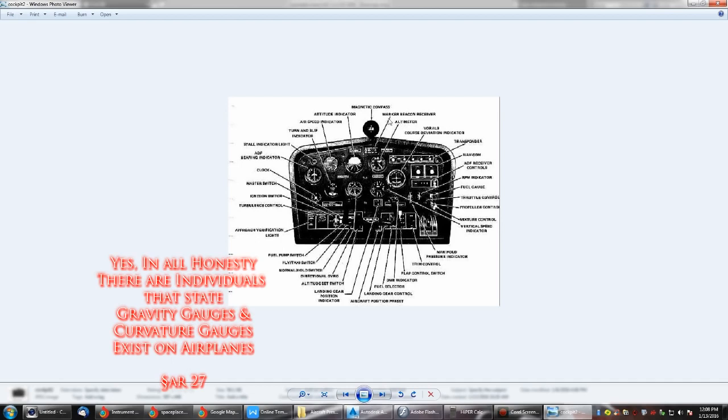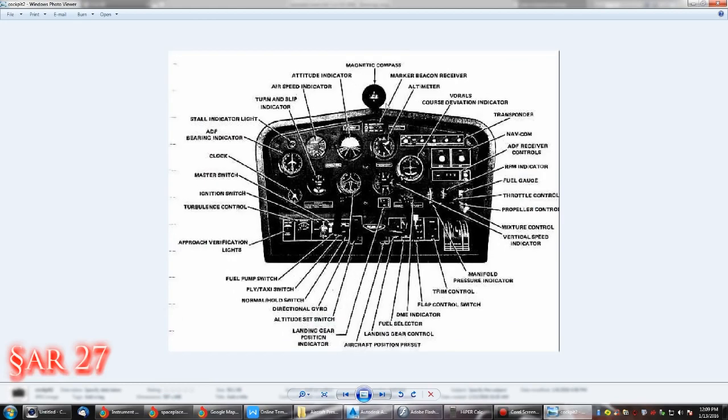And right here we can see, I could state all these vocally, that there's a transponder, there's a course deviation indicator, fuel gauge, RPM indicator, throttle, propeller, mixture, manifold, trim. I'm going through these: fuel selector, directional, the fuel pump switch. There's so many on here, and you can see that, let me make it a little bit bigger, there is no such thing as a gravity gauge, and there is no such thing as a curvature gauge. When people say this to me, I think they are crazy.